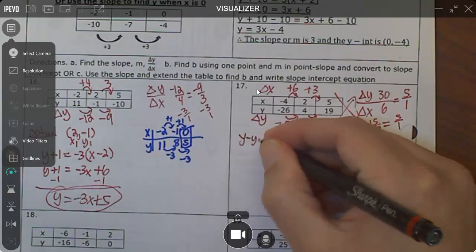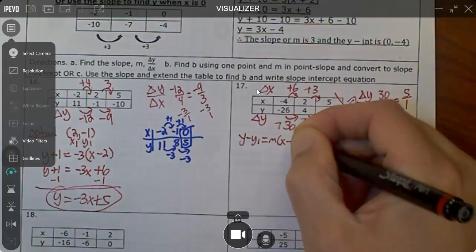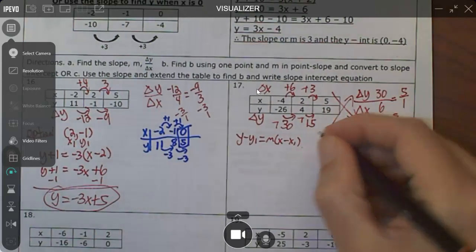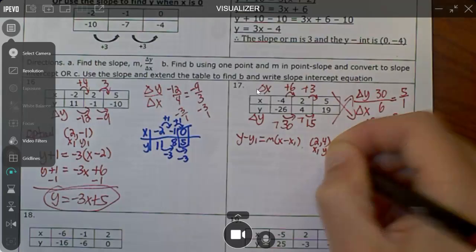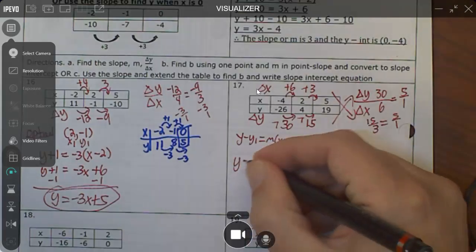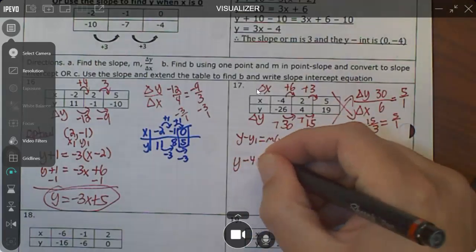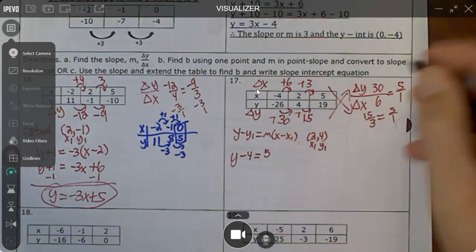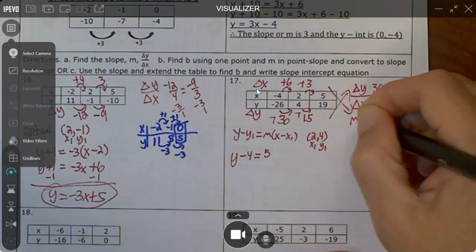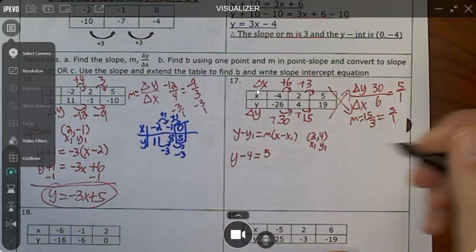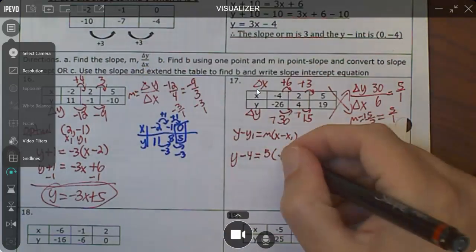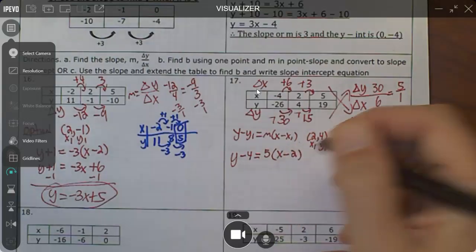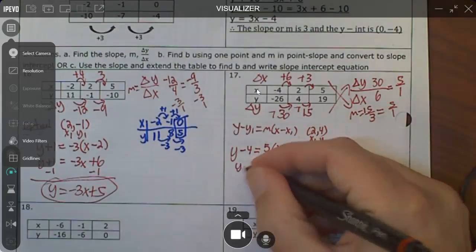Use point slope. So it doesn't matter what ordered pair you pick. I'm going to pick 2, 4, and label it. So you want to go Y. The opposite of 4 is negative 4. You take that slope we got. Then you can go to slope intercept.